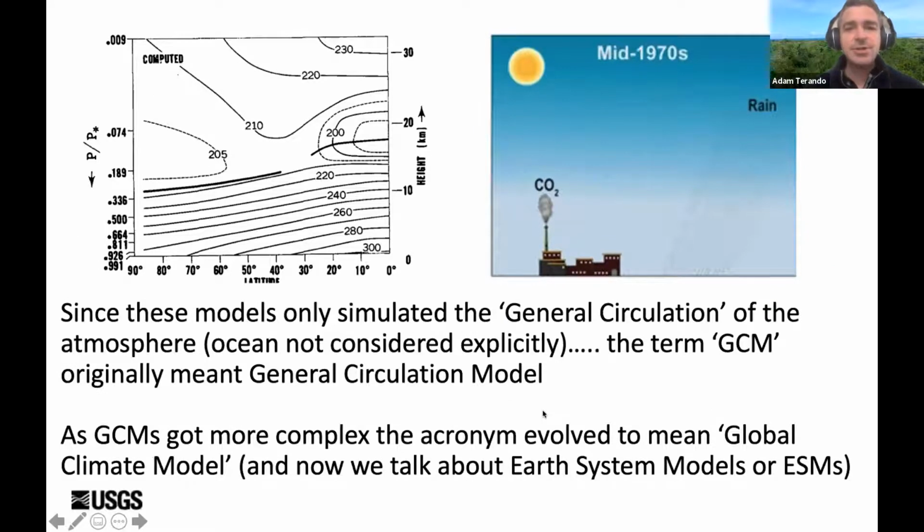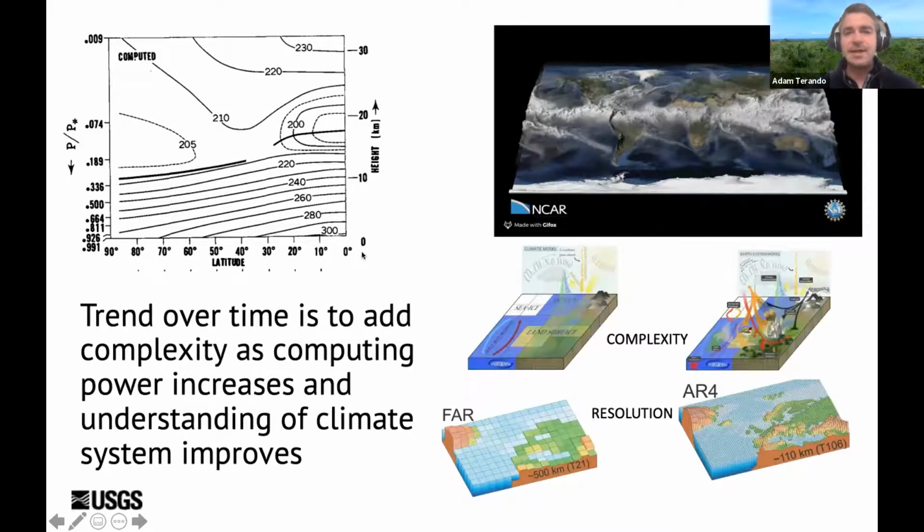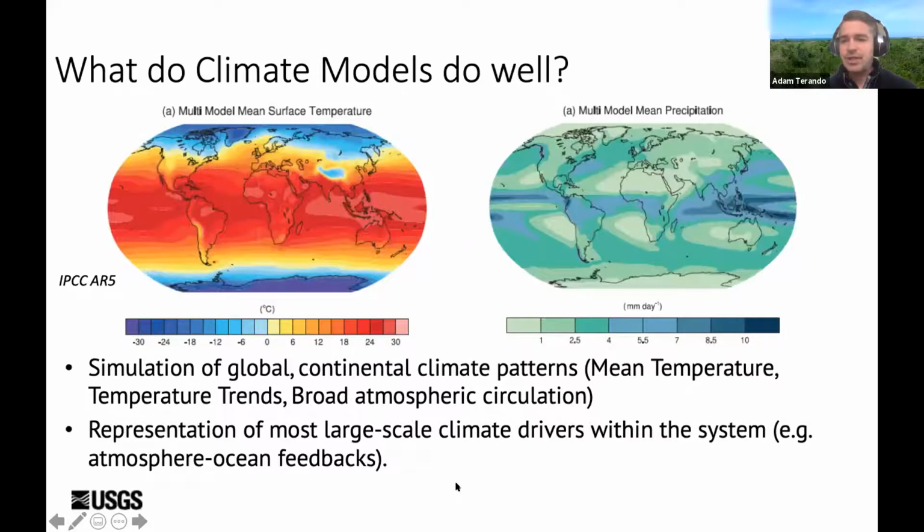Since these models only simulated the general circulation of the atmosphere, the ocean was not considered explicitly at this point. The term GCM, which probably a lot of you have heard, originally meant general circulation model. As GCMs got more complex, the acronym evolved to mean global climate model, and now we talk more and more about Earth system models, or ESM, because we're adding more and more processes. So the trend over time is to add complexity as computing power increases and as our understanding of the climate system improves. So what do climate models do well?